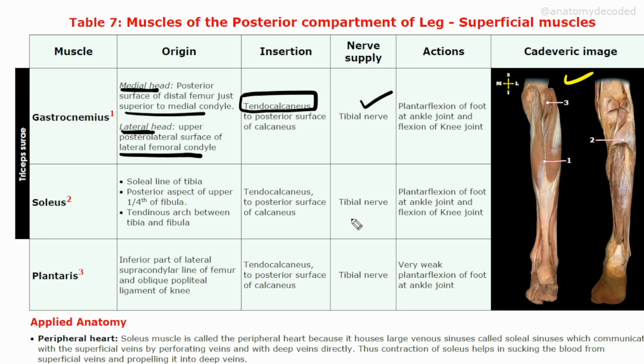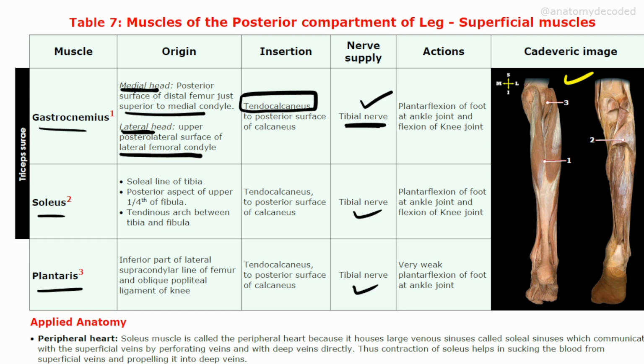Okay, if you see carefully, all three superficial muscles, gastrocnemius, soleus, plantaris, are supplied by the tibial nerve, as well as the four deep muscles that we saw, which are also supplied by the tibial nerve. So basically all muscles of the posterior compartment are supplied by the tibial nerve. So this nerve is the nerve of the posterior compartment of the leg.